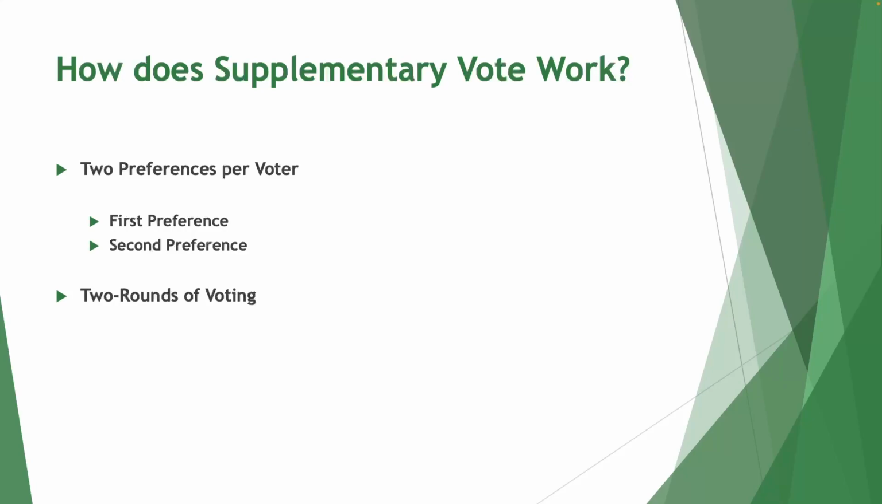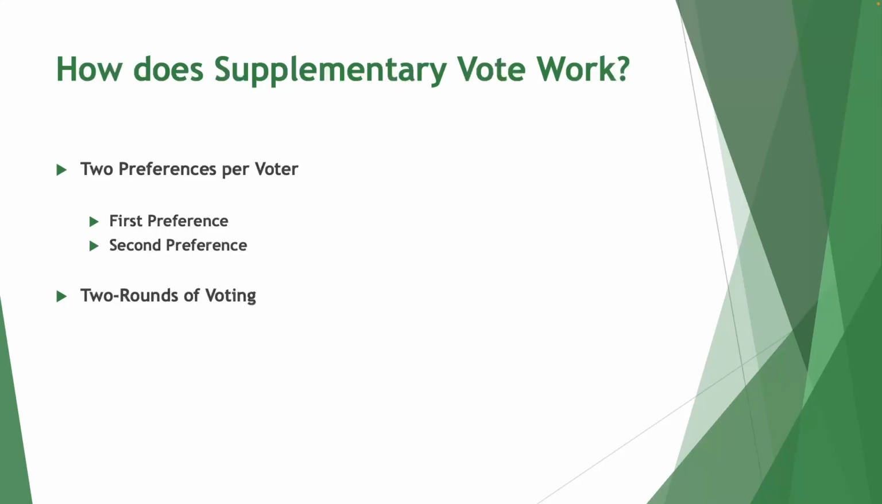Well, within the first round of voting, all first preference votes are counted. If there is a candidate that receives more than 50%, i.e. a majority, they win outright. And that's it. That's basically the end of the election, okay?